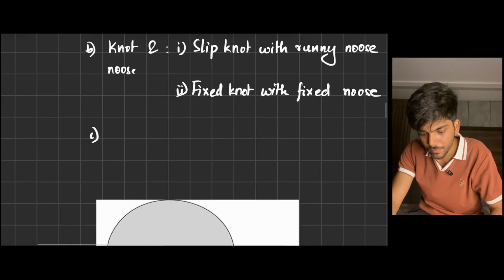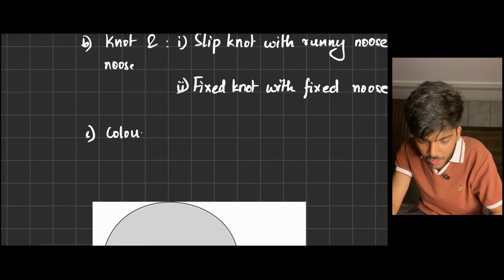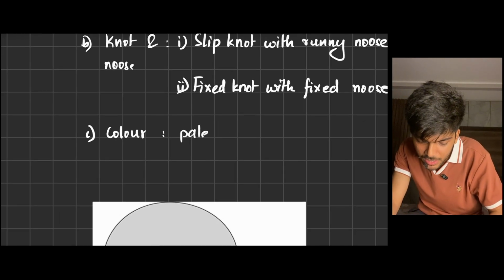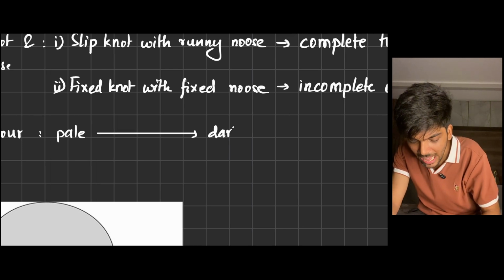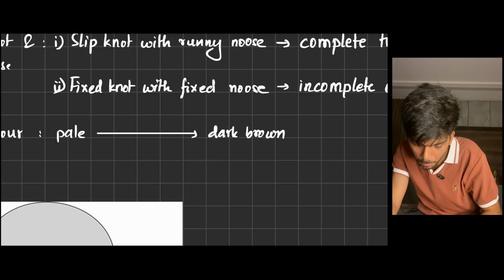Number C, the color of the ligature mark. First, the ligature mark is pale due to lack of blood supply. Eventually, it becomes dark brown, parchment-like.